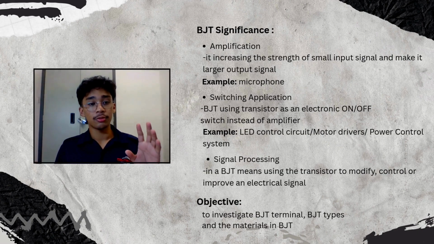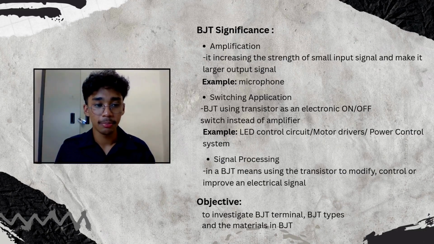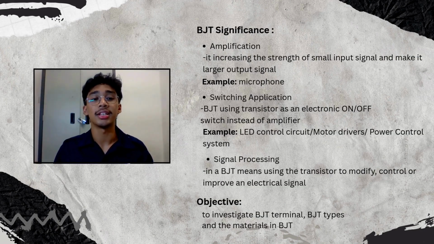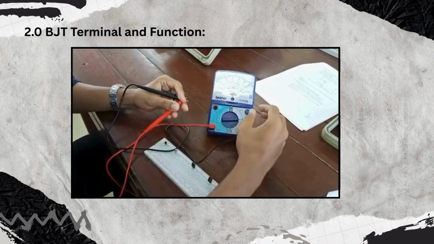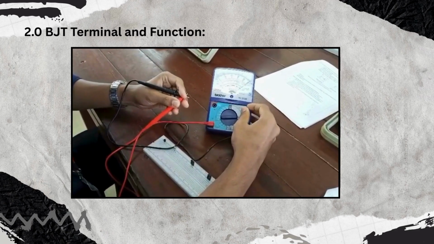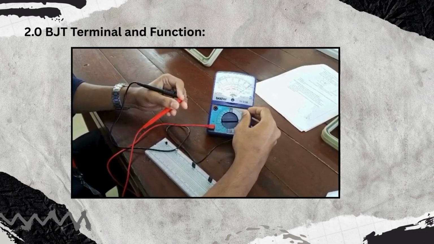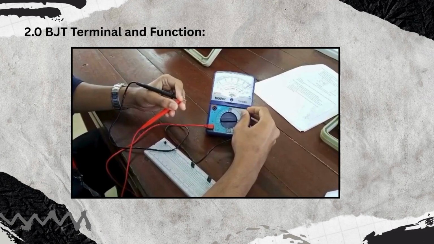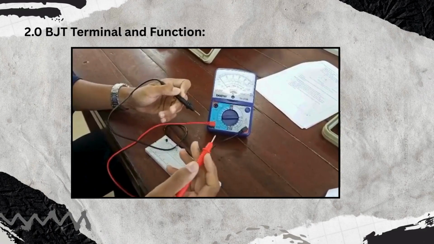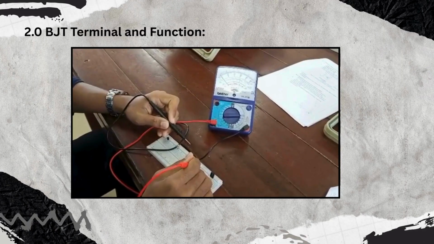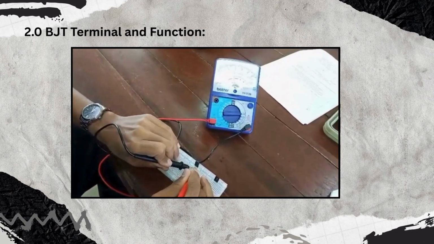So in our video, the objective is to investigate the BJT terminals, BJT types, and the materials in a BJT. Now I'm going to show you how to identify the BJT base, collector, and emitter for NPN and PNP. First, adjust the multimeter to zero adjustment and set it to 10 kilo ohm. Then the red probe should be put on the base of the transistor, and the black one on another terminal.